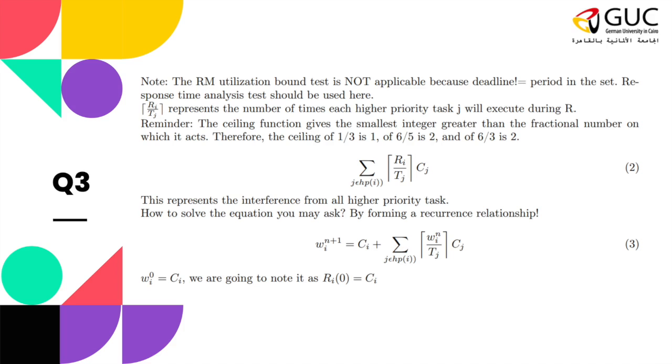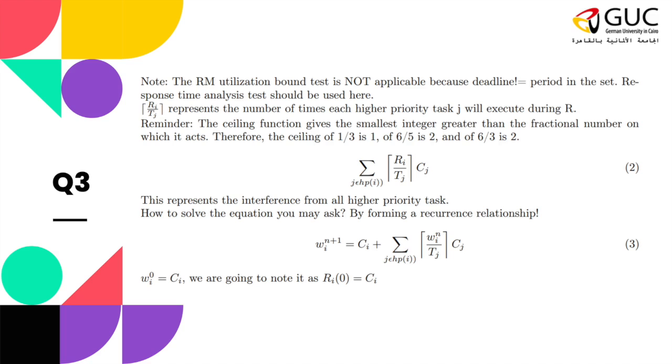And this is the equation: the summation over J belonging to HP of I, where J is a task that has a higher priority than I, of the ceiling of R of I over T of J, the response time of I divided by the period of J, meaning how many times task J will execute during the response time of I, multiplied by the computation time of J. This represents the interference from all higher priority tasks.